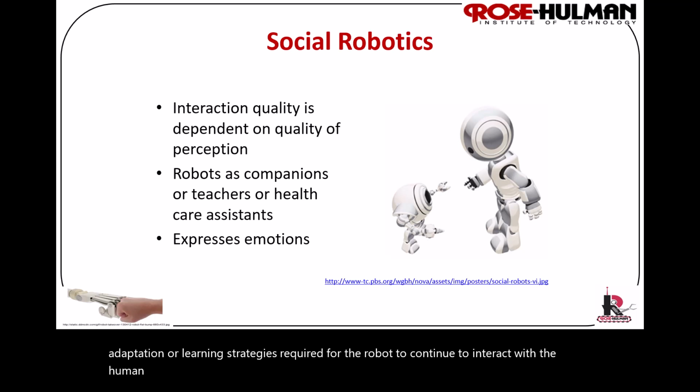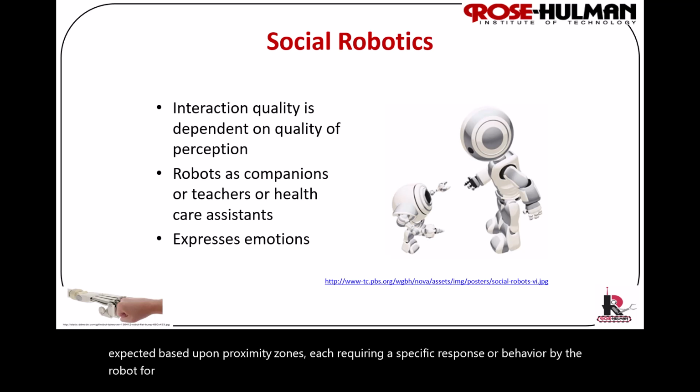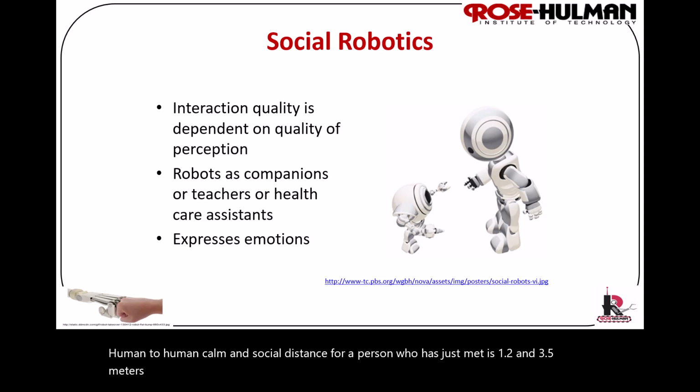Models of human-human interaction suggest that there are different behaviors expected based upon proximity zones, each requiring a specific response or behavior by the robot. For example, human-human conversation distance should be within 1 to 2 meters. Human-to-human common social distance for a person who has just met is 1.2 to 3.5 meters. But human-robot distance could be within 0.5 meters.